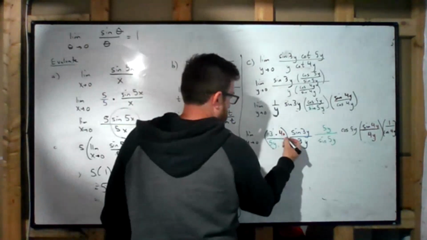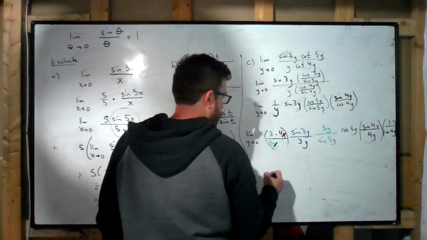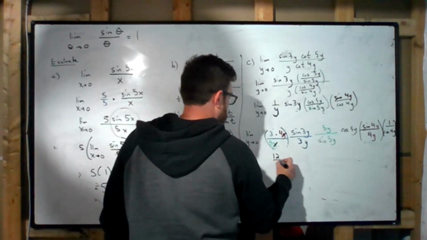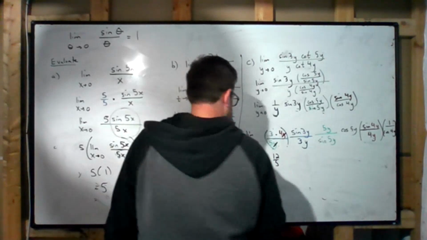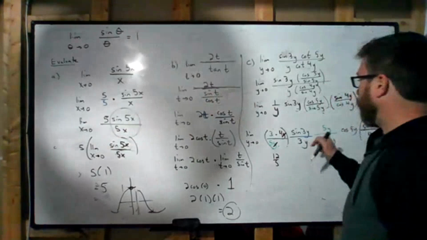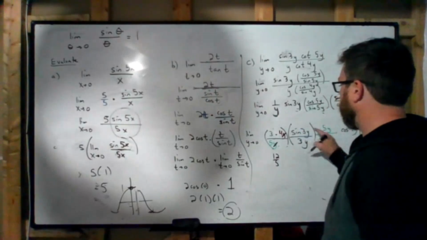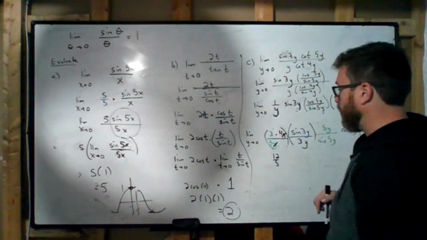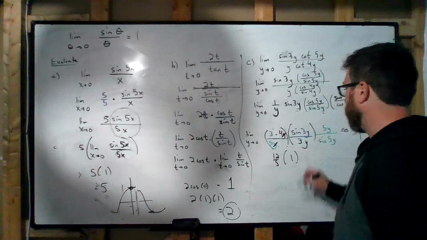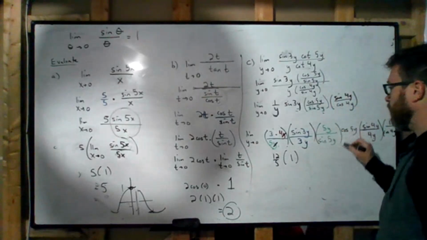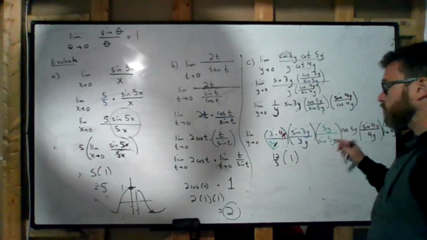Well, the first set of things, I can see that those y's cancel. So what I get is 12 over 5 here. Over here, since y goes to 0, 3y is going to go to 0. So that thing is going to go to 1. Same thing here. This is also going to go to 1.